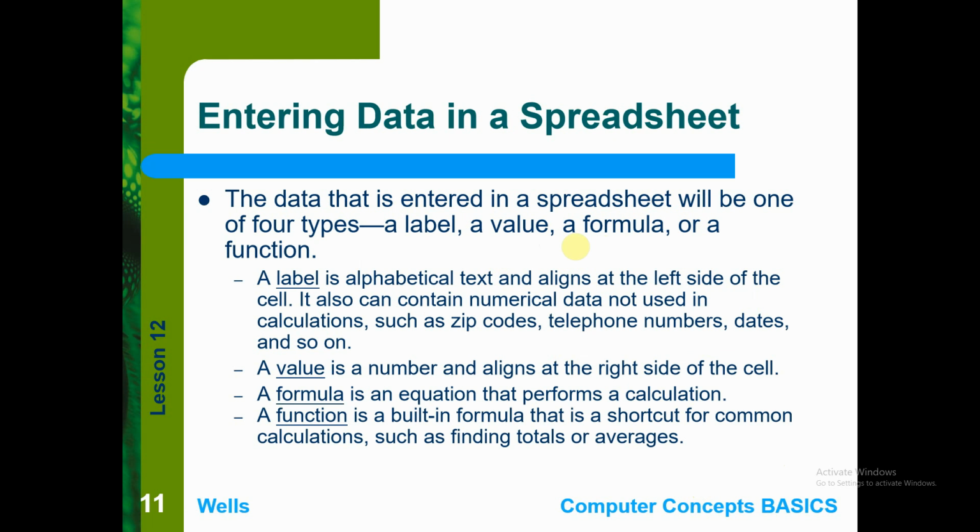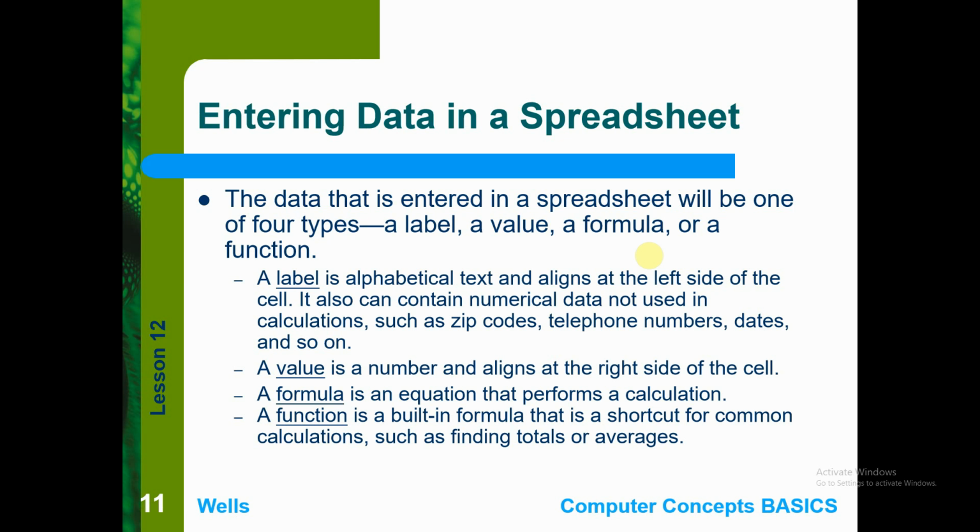Entering data. Data entered in the cells has four types. It can be a label, a value, a formula, or a function. When we say label, it is alphabetical text, aligned to the left. It can also have numerical data, but it is not used for calculations. So our indication is that if it is a label, even if it is a number such as telephone numbers or dates, its alignment is on the left side.